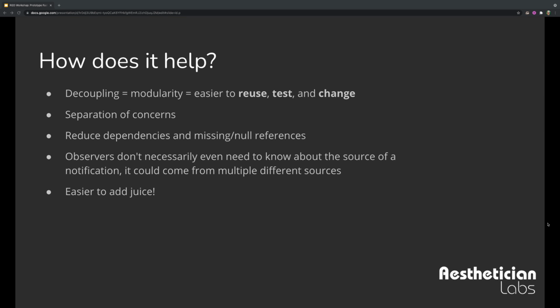And they don't even need to know about the source of a notification. It could come from multiple sources. Through that decoupling, it's pluggable on both ends. The notification can come from any arbitrary source because the listener, the observer, doesn't care, and the subject doesn't care about who's listening. So it's perfect. And it's easier to add juice, because you already have a system for notifications, and so you can receive those notifications and then react in the game accordingly.